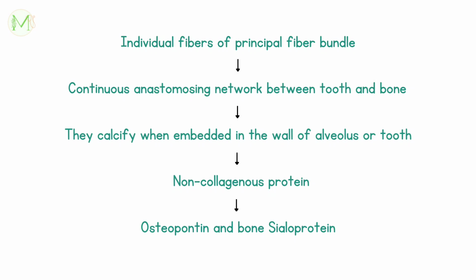Once these fibers get embedded in the wall of the alveolus or in the tooth, Sharpey fibers calcify to a certain degree. They are associated with abundant non-collagenous proteins that are typically found in bone and also in cementum to some extent. These proteins are called osteopontin and bone sialoprotein. Note this also, this is a very important MCQ question.